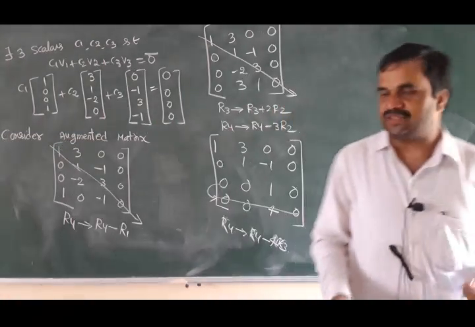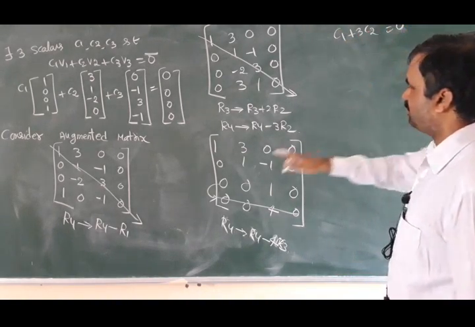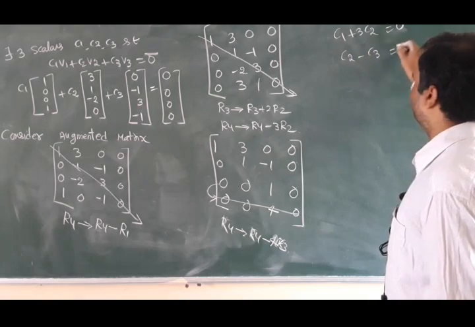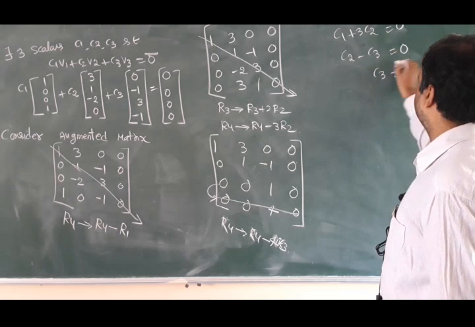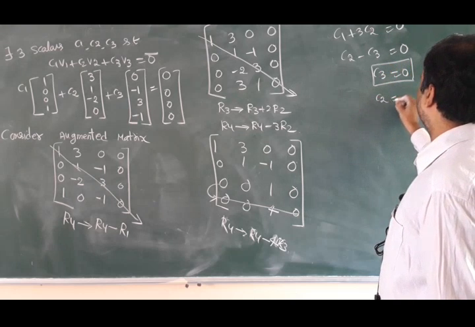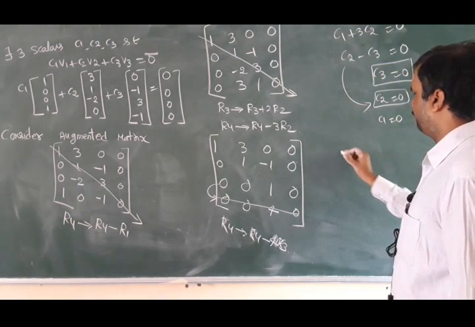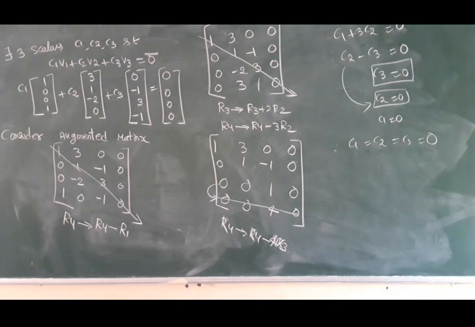Now write the equations. C1 plus 3C2 equal to 0. 0 C1, C2 minus C3 equal to 0. 0 C1, 0 C2, 1 C3 equal to 0. So I got C3 equal to 0. Then C2 equals 0 from here, and from this C1 is also 0. Therefore C1, C2, C3, all the coefficients are equal to 0. Therefore the given vectors are linearly independent, or the given polynomials are linearly independent. That's all.